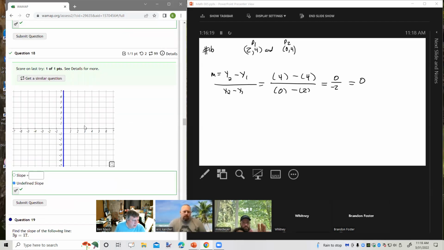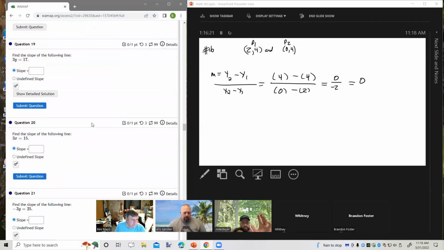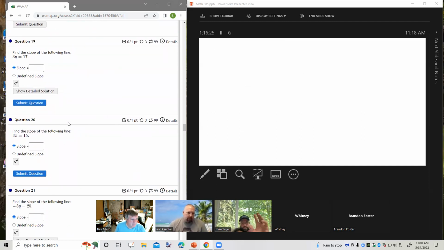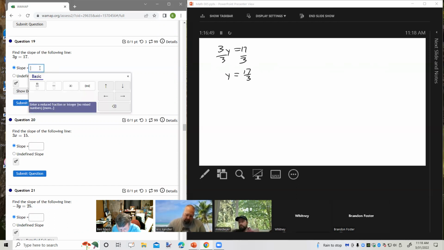Okay, going on to 19. Find the slope of the following line. 3y equals 17. Well, this is an equation that just contains the variable y. If I divide both sides by 3, y equals 17/3 is a horizontal line, and the slope of a horizontal line is 0.